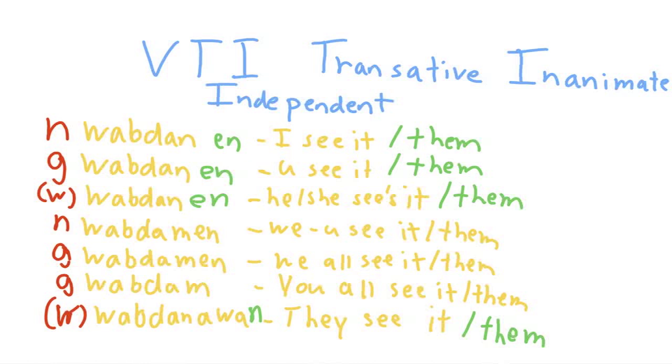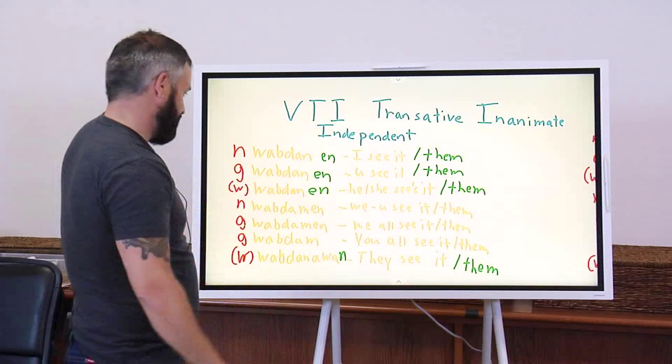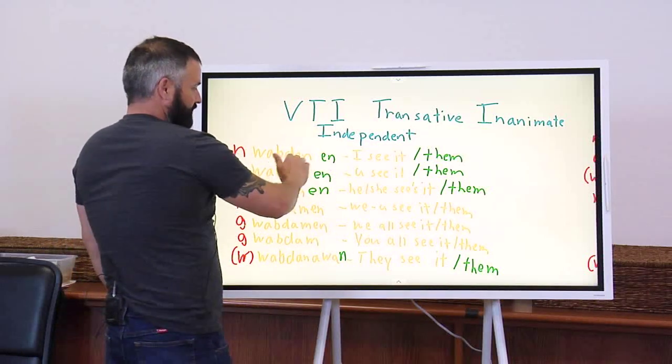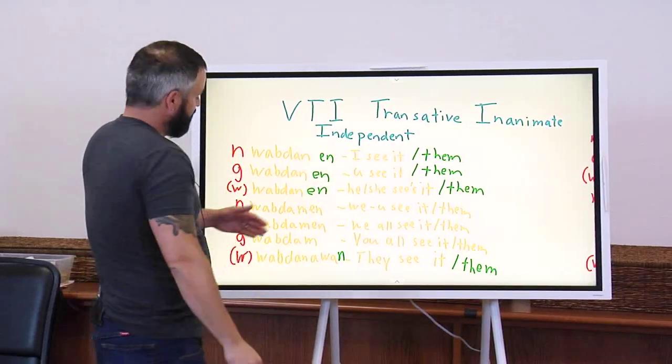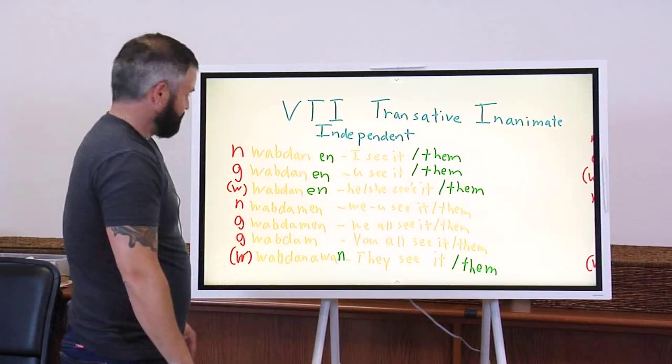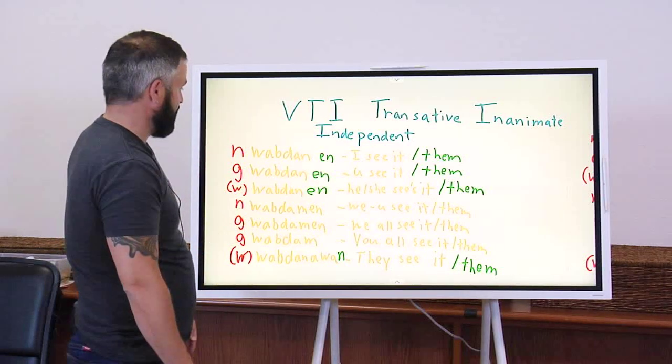Gawabdamen, we all see it or them. Gawabdam, you all see it or them. Wabdanawa, or some people put an extra W up here, wabdanawa, they see it. Wabdanawan, they see them. So the main difference here between the AI pattern and this is you have a way of pluralizing. There's an EN at the end on several of these except for the we's and the you all. The they is also a little bit different, but they still have a very similar pattern to our VAIs.